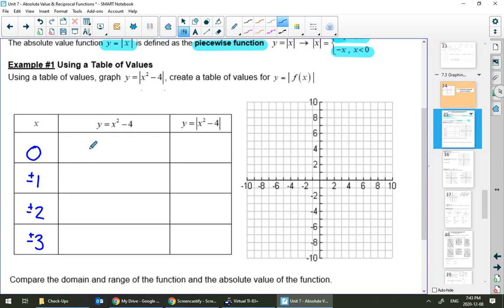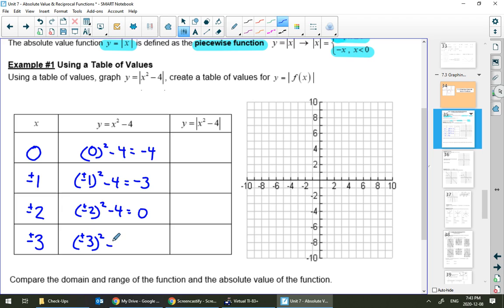So filling in the table of values, we have 0 squared minus 4 becomes 0 minus 4, which is negative 4. Plus or minus 1 squared minus 4 becomes negative 3. So 1 squared minus 4 is negative 3. Plus or minus 2 squared, either way we're going to get 4. 4 minus 4 is 0. And then we have plus or minus 3 squared minus 4 equals 5.